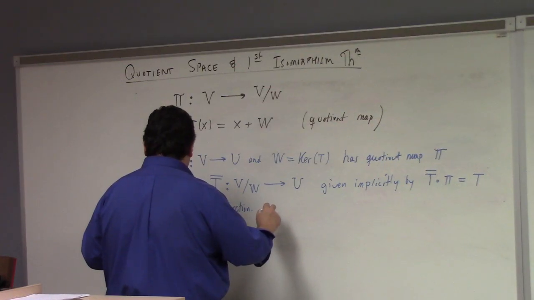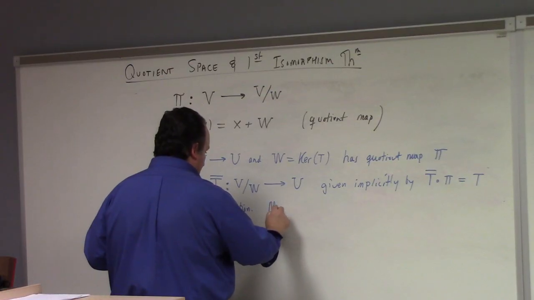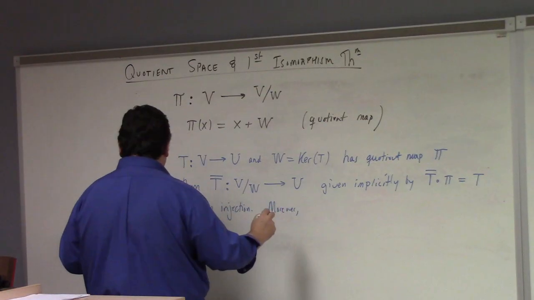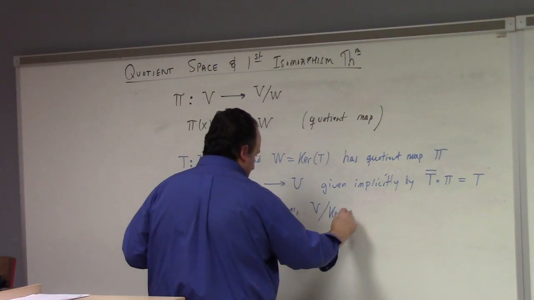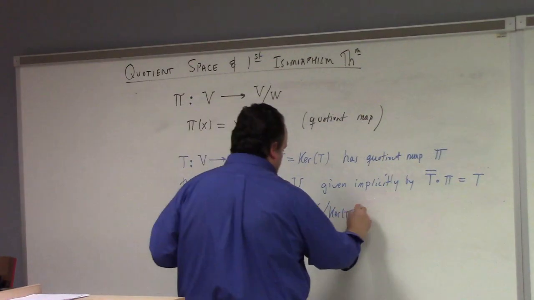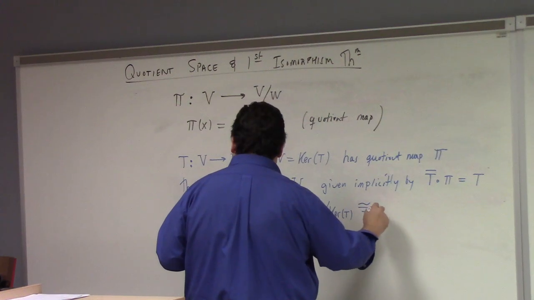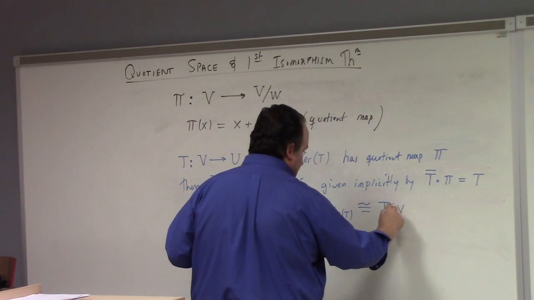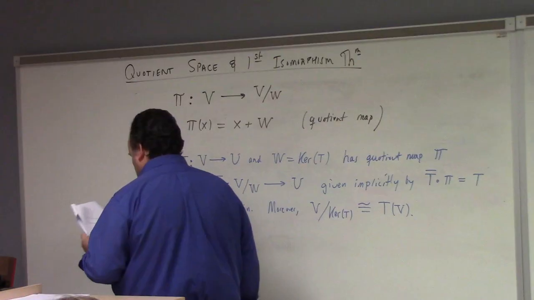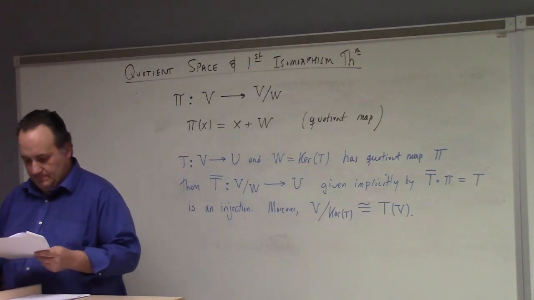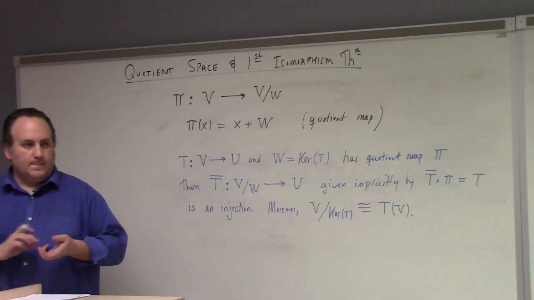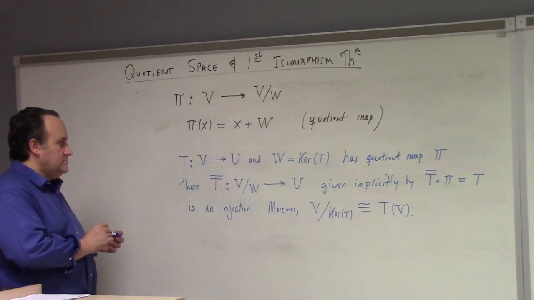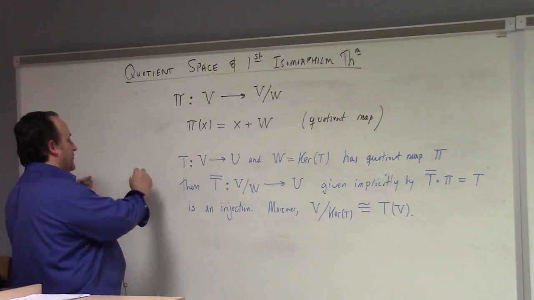Moreover, V mod the kernel of T is isomorphic to T of V, the range of T. So this is the first isomorphism theorem.